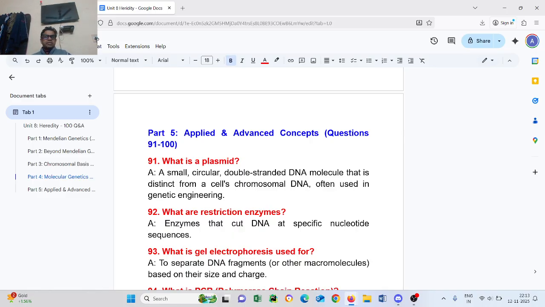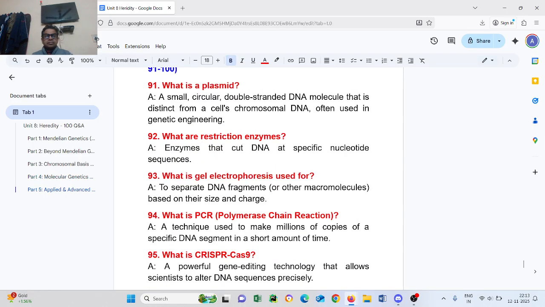What are restriction enzymes? Enzymes that cut DNA at a specific nucleotide sequence. Question number 93. What is gel electrophoresis used for? To separate DNA fragments or other macromolecules based on their size and charge.